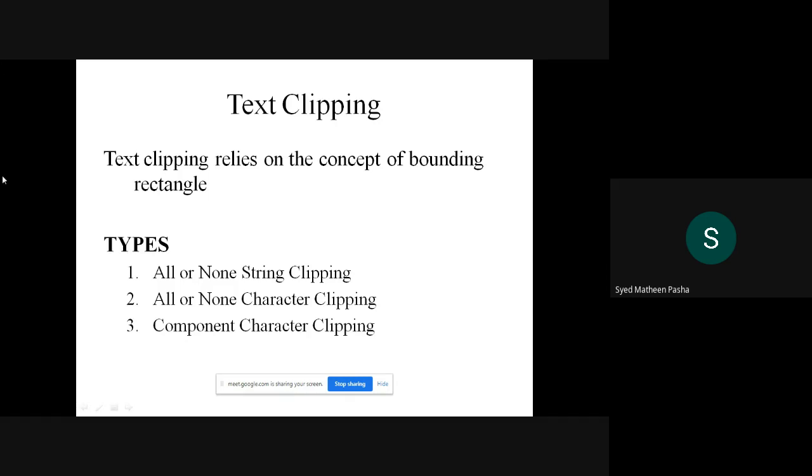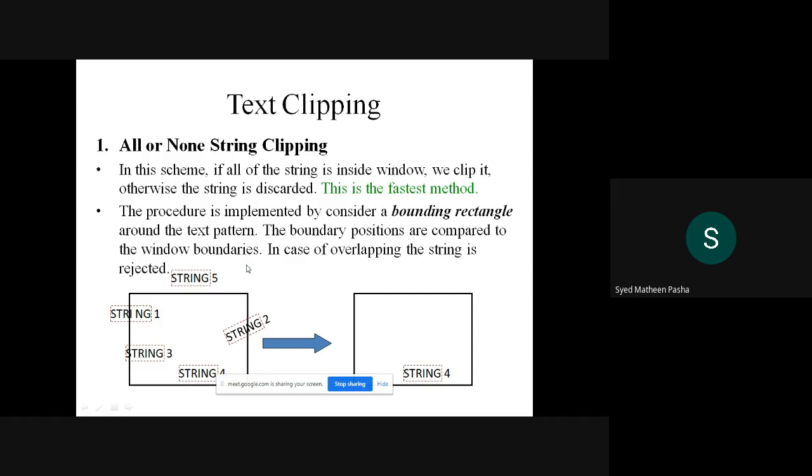In text clipping, there are some types. What are those types? All or none string clipping, all or none character clipping, and component character clipping. In all or none string clipping, the whole string is clipped outside the window or no string is clipped. Similarly, with respect to character, it will consider each character and then start clipping. With respect to component character, all the characters which are displayed outside the window are clipped. So these are the three types of clipping here. We'll check out how each and every clipping is done.